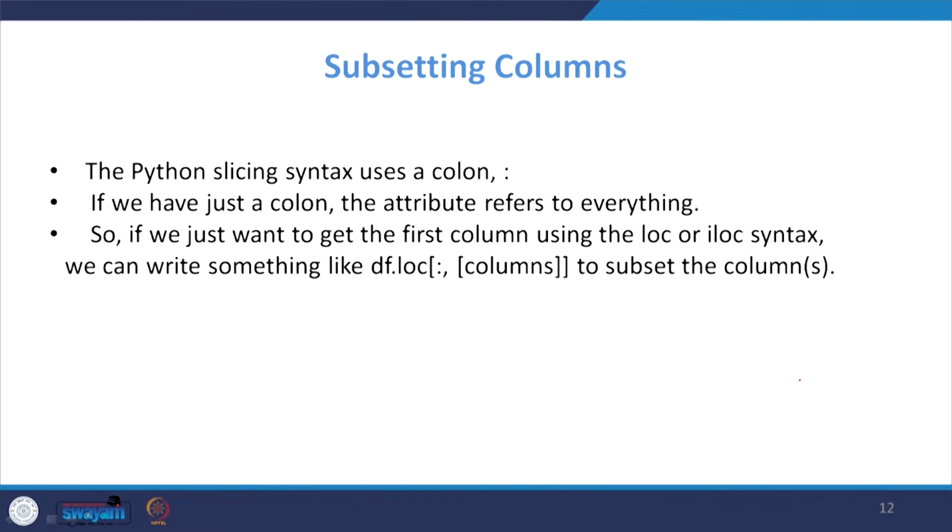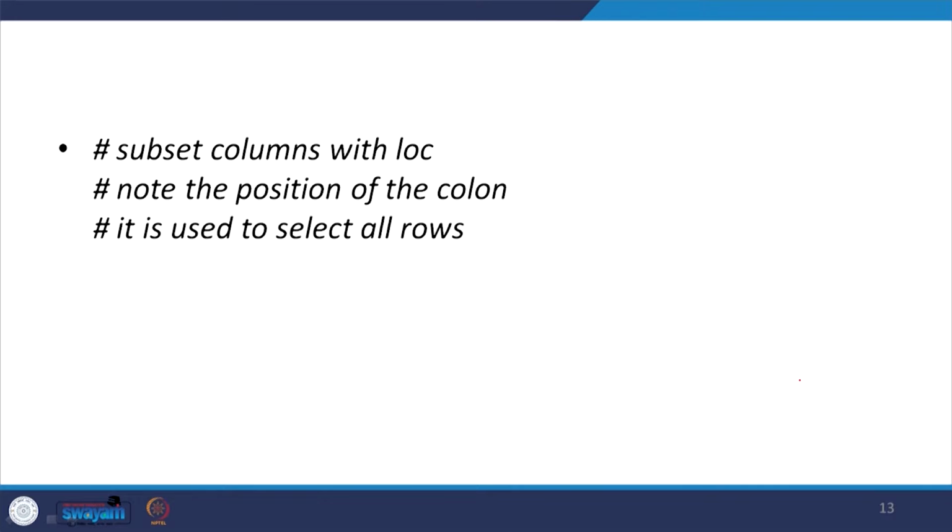The Python slicing syntax uses a colon. Colon represents all the rows. If you have just a colon, the attribute refers to everything. So if we just want to get the first column using the loc or iloc syntax, we can write something like df dot loc, see colon, in square bracket colon, comma, and then which column we need to refer to, to subset the columns. In the next slide I am going to show how we subset the columns with loc. Note the position of the colon, it is used to select all rows.